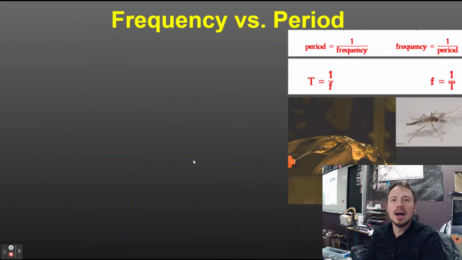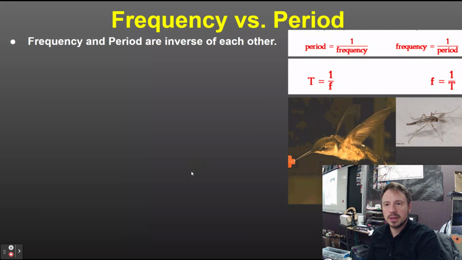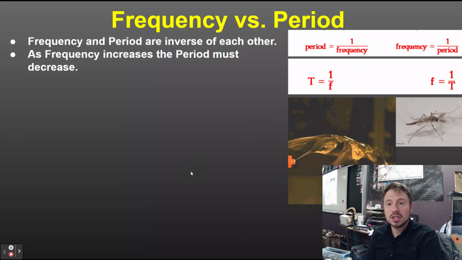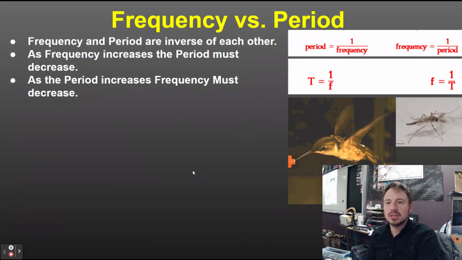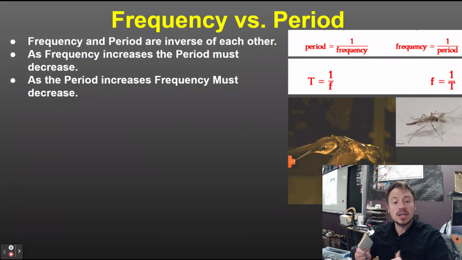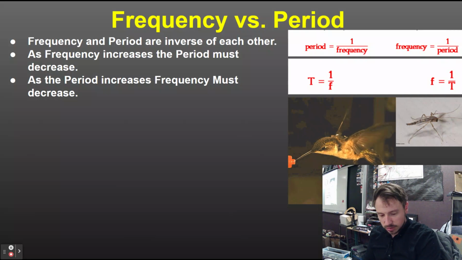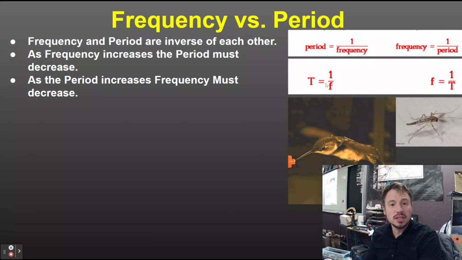So here's how I like to view frequency versus period. They are inverse of each other. As frequency increases, the period must decrease. As period increases, frequency must decrease. One goes up, the other goes down. One goes down, the other must go up. That's what inverse is. The period is 1 divided by the frequency. The frequency is 1 divided by the period.